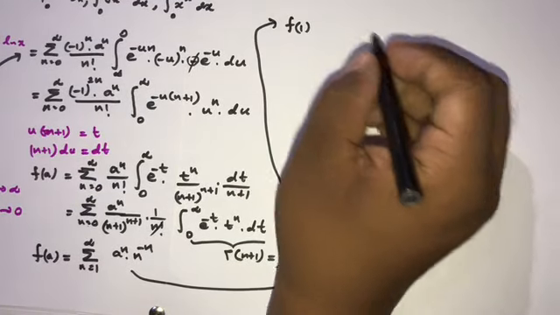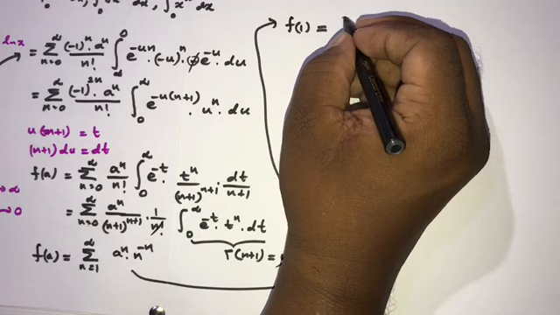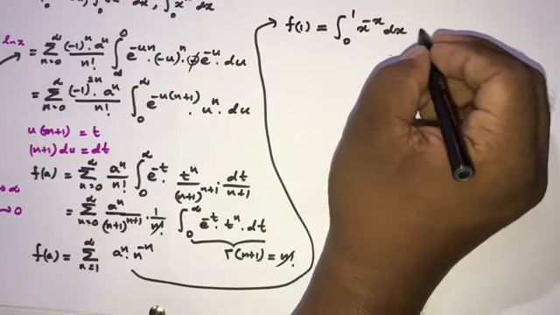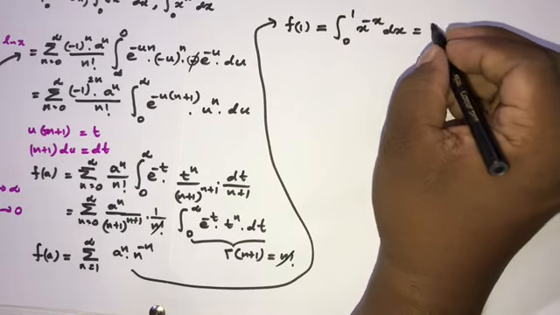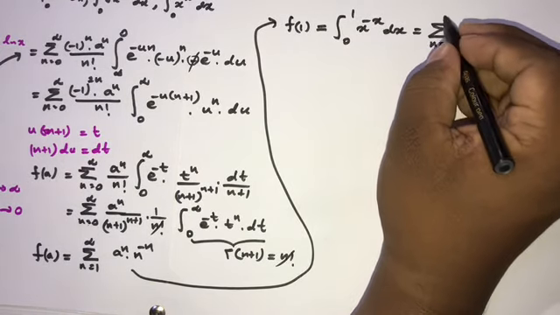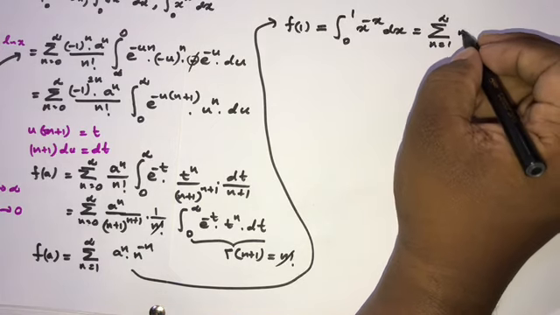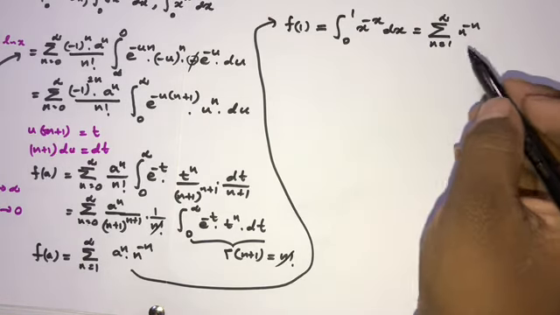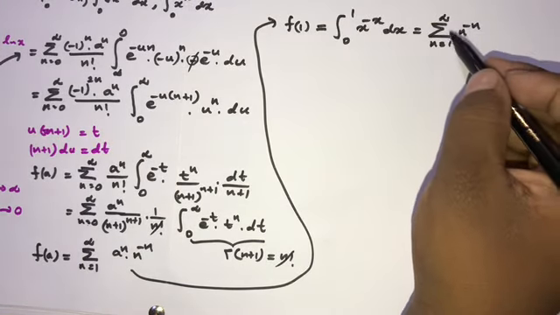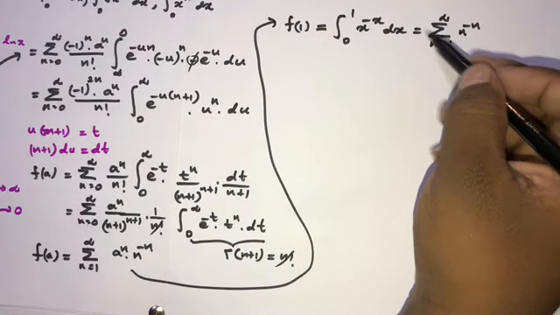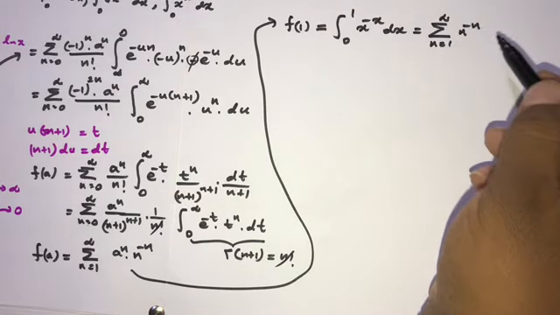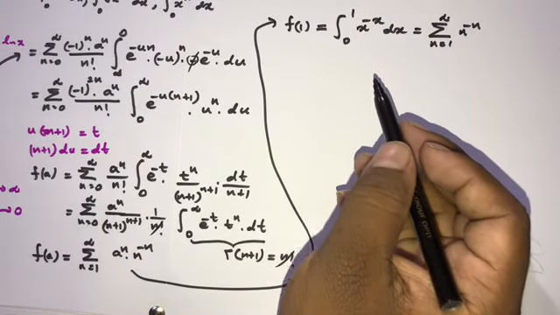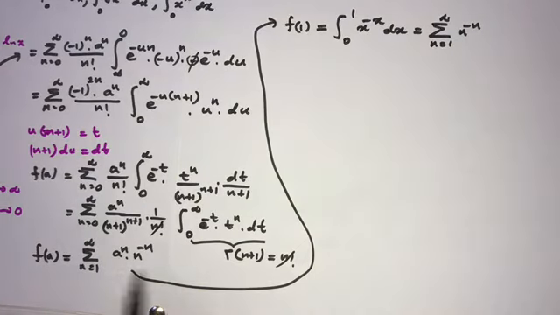So f of 1 is equal to integral from 0 to 1 x to the minus x dx, and we know this is equal to n is equal 1 to infinity n to the minus n. Okay, now we know integral from 0 to 1 is equal to infinite sum n is equal 1 to infinity n to the minus n. Okay, now this is not our question, but we evaluated f of a.